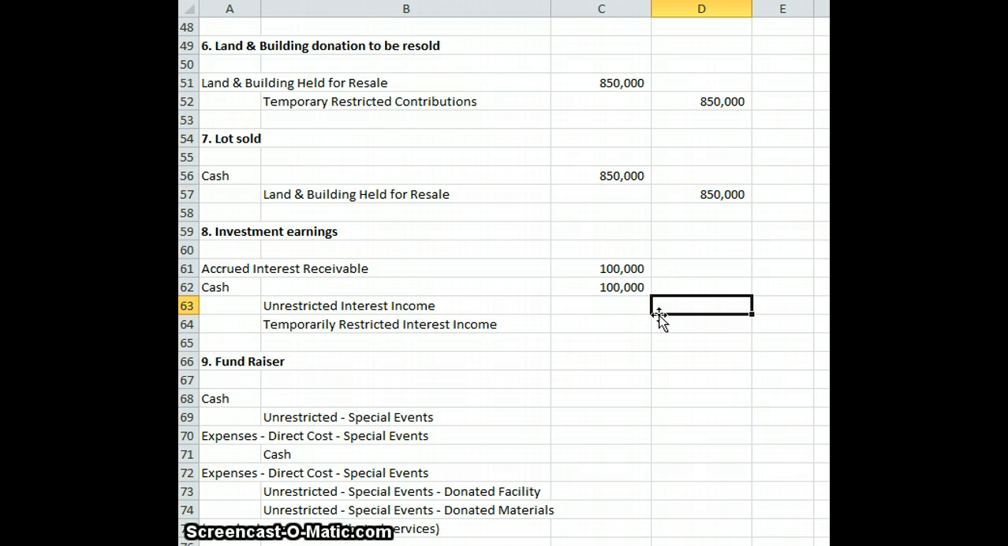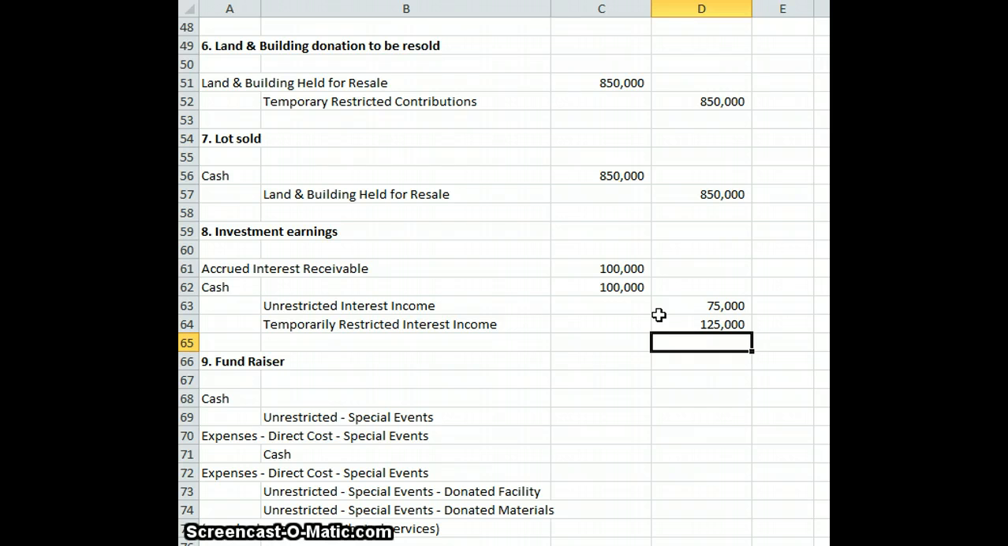Our unrestricted interest income. So we're going to have interest income that was unrestricted for $75,000. Okay, and that is made up of our unrestricted earnings on investments for plant purposes and our unrestricted investments that were accrued. And then finally, our temporarily restricted are going to be the balance of those, which total $125,000.